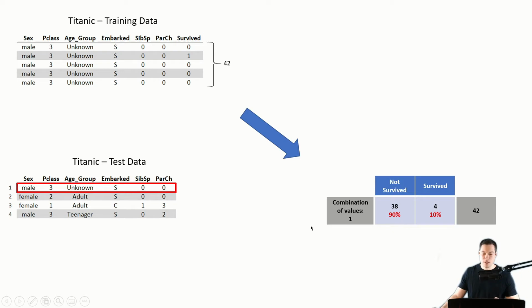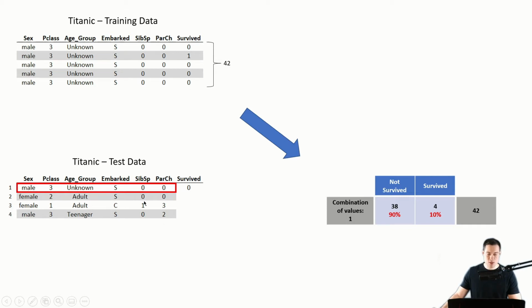So therefore, obviously, our prediction would be that this passenger also didn't survive, simply because it's much more likely. So let's see if that's really the case. And here, indeed, this passenger did not survive. So our prediction here was correct.